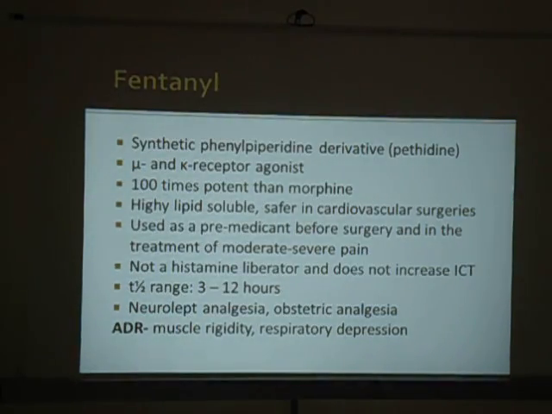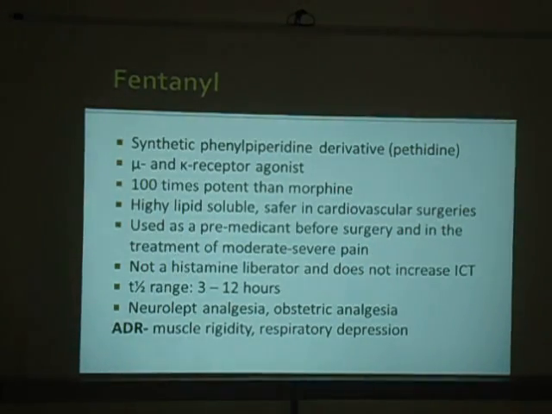So the next drug is fentanyl. Fentanyl was tried initially for neuroleptanalgesia. You might have heard about this neuroleptanalgesia. Where did we use this term? Do you remember? In the general anesthesia class, which is over for you. General anesthesia, neuroleptanalgesia: fentanyl plus droperidol.